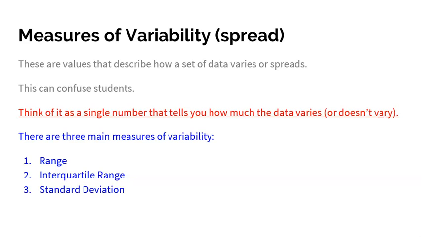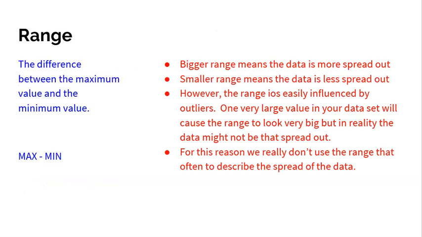Now there are three of them we're going to learn about. First is range, which I'm sure you've already heard of. Number two is the interquartile range, which is probably new to you. And then the third is standard deviation, which you may have heard, but I bet you've never really understood. All right, first off, range is pretty simple. It's simply the difference between the maximum value and the minimum value. So it's your max minus your min.